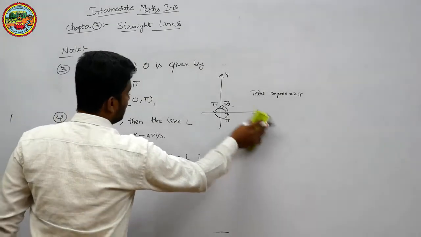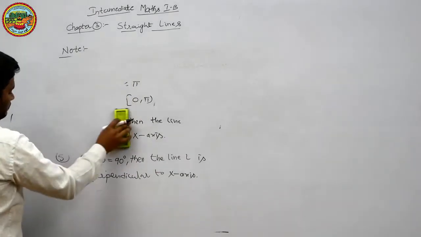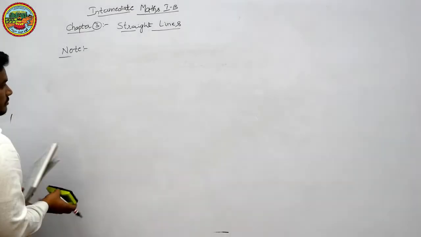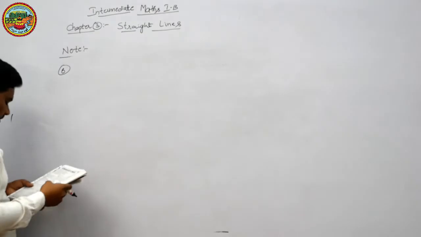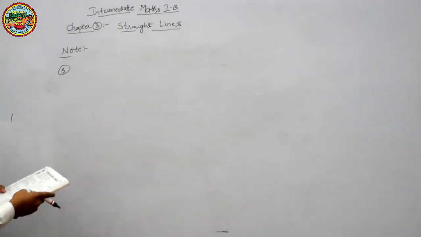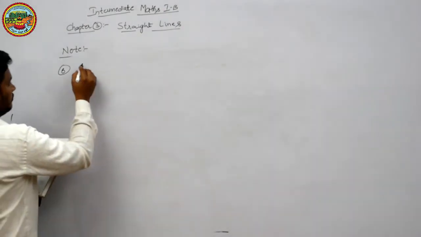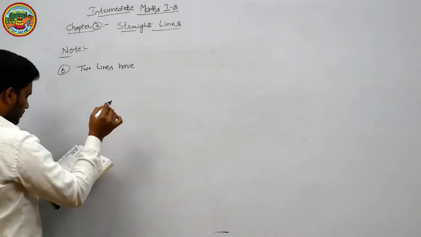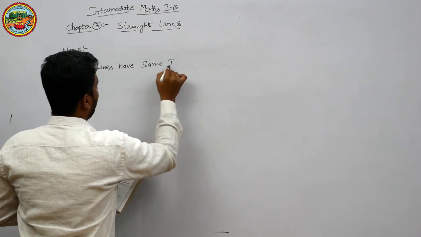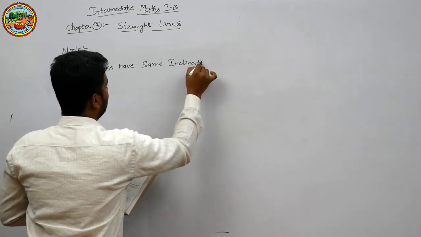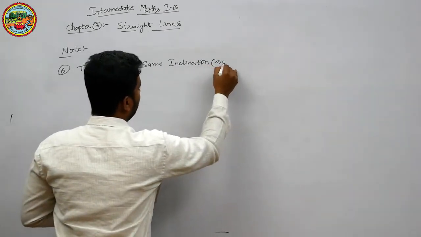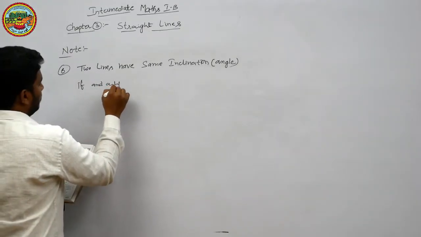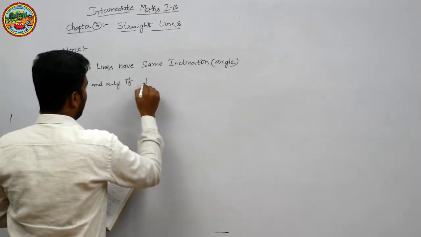Next, note number 6. Two lines have the same inclination if and only if they are parallel. Inclination means angle.